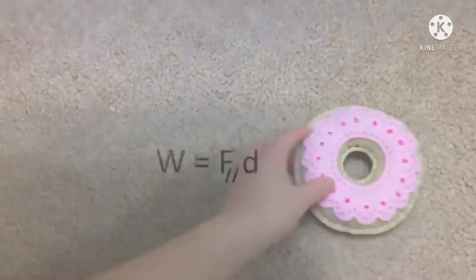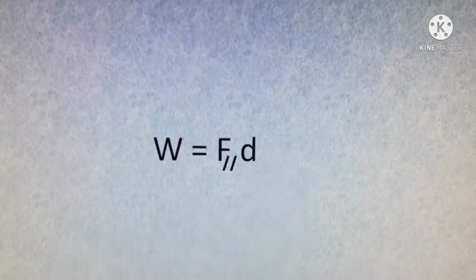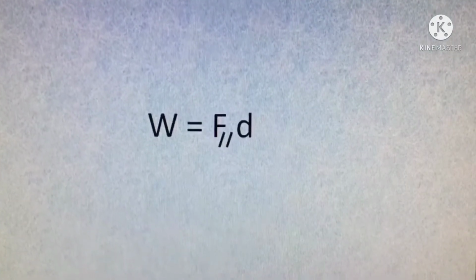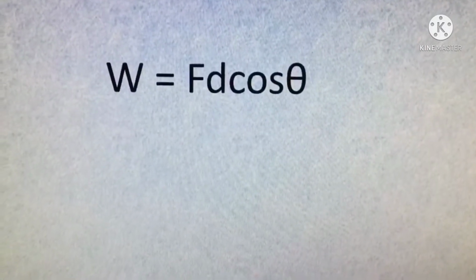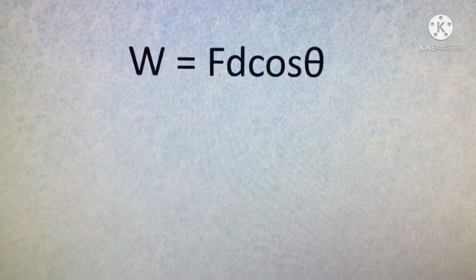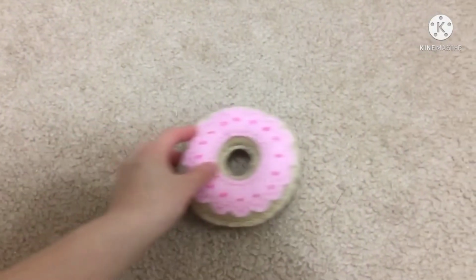Work is equal to net force times displacement, where the force applied is parallel to the distance the object moves. The formula work equals force times displacement times cosine theta works as long as theta is the angle between the displacement and force vectors.